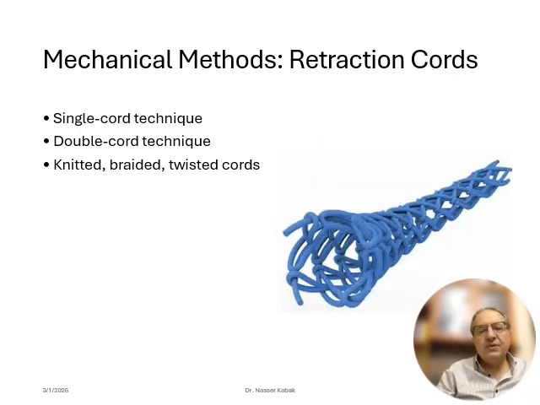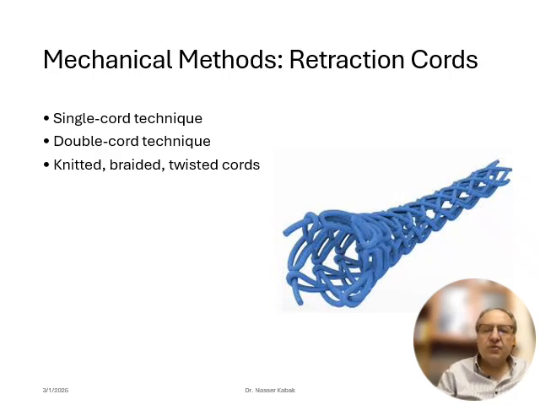There are different types of retraction methods. Some of them are mechanical, retraction cords non-impregnated. This means that without any medicament they are called non-impregnated retraction cords. They can be placed inside the sulcus either with the single cord technique, where just one ply of the cord is introduced inside the sulcus. Sometimes the double cord technique is used, by placing a small cord inside the sulcus and then the large cord over it.